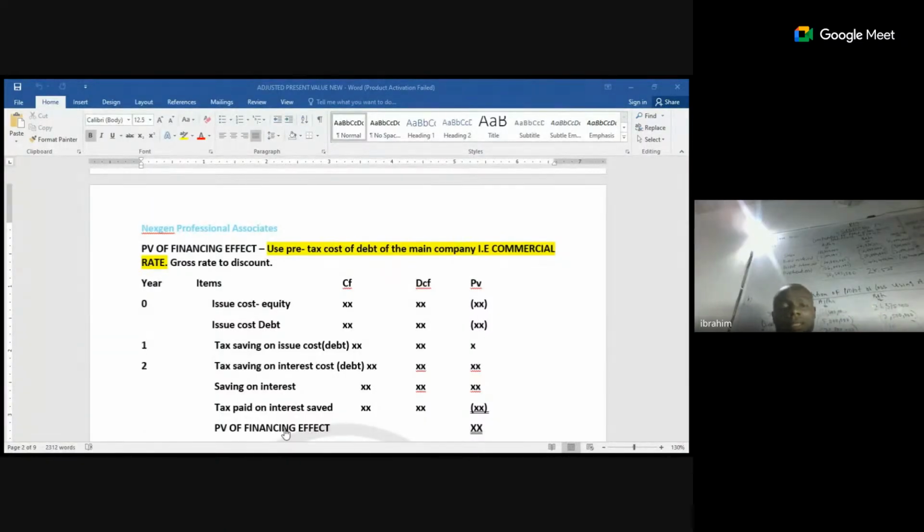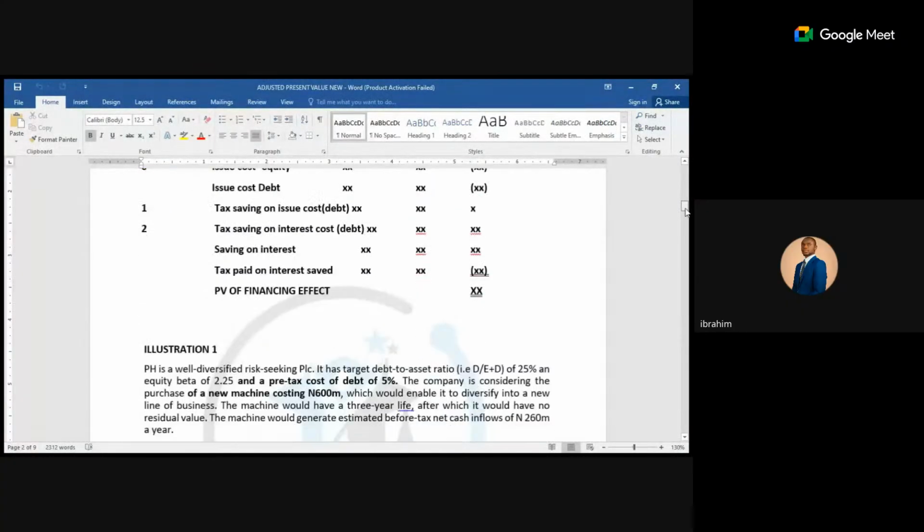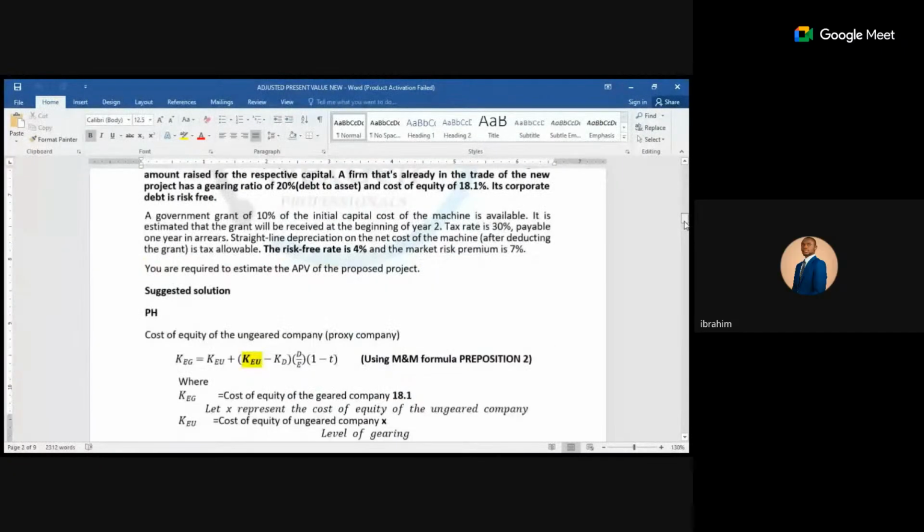In today's class, this is just a quick recap, right? In today's class, we shall look at an illustration. I think we solved a question on illustration. We did illustration 1.